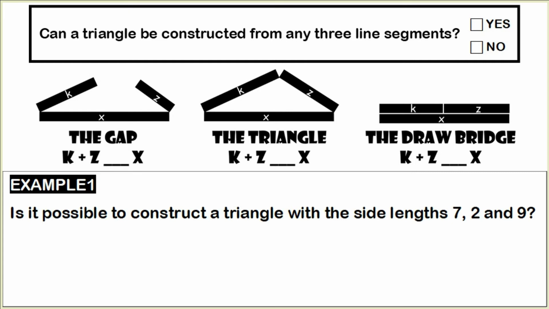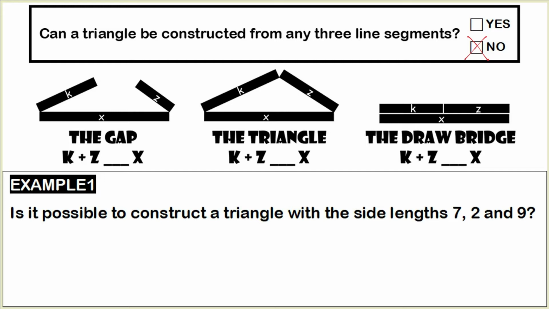Can a triangle be constructed from any three line segments? Well, the answer to that question is no. There are line segments that, when you put them together endpoint to endpoint, do form a triangle. But there are other line segments that, when you try to put them together to form a triangle, do not fit. So there are three scenarios that can happen: the gap, the drawbridge, and what we're looking for, the triangle. How do we know that those segments can form a triangle when being joined by their endpoints?